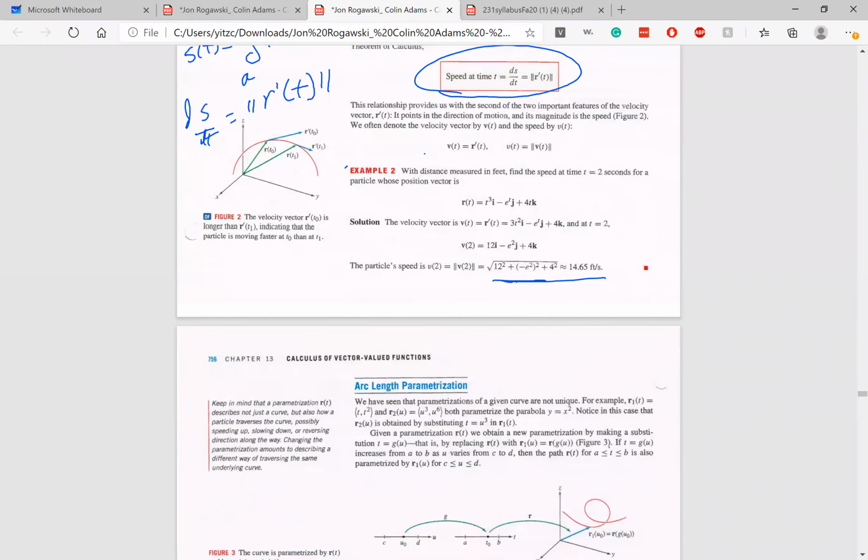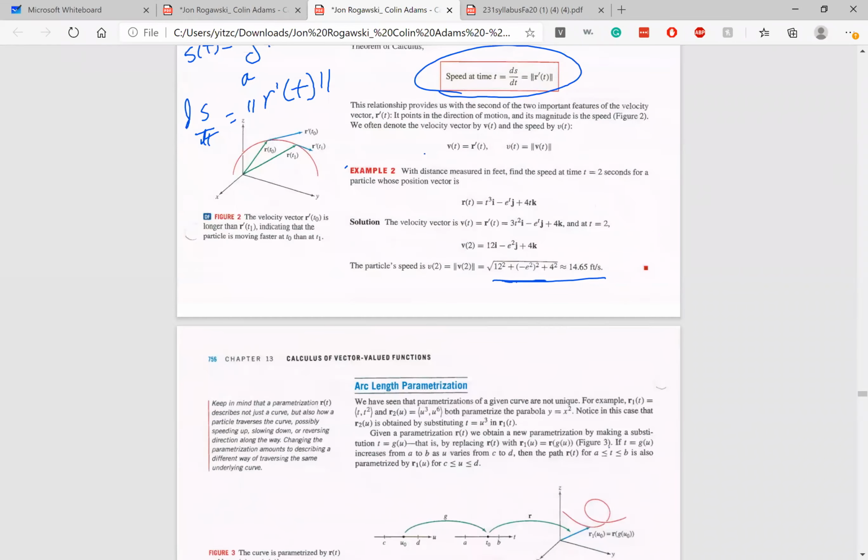So we can have 2 parameterizations of the given curve. The parameterizations are not unique. So we can have t squared and u to the 6th, and they both parameterize the parabola y equal to x squared. Anytime you have a parameterization, you can get a new parameterization by substituting some function in.